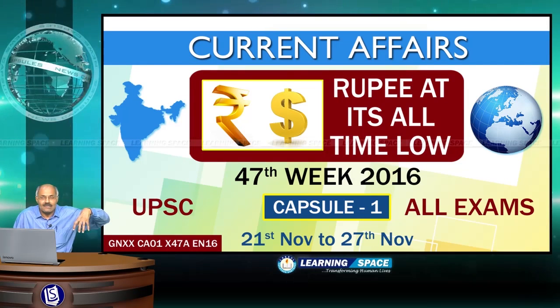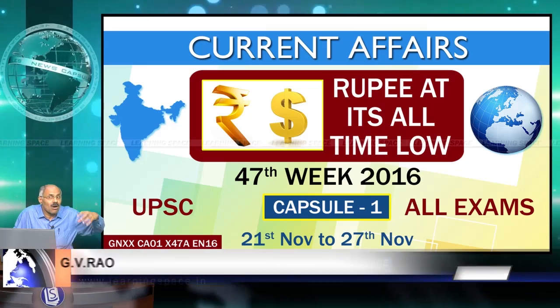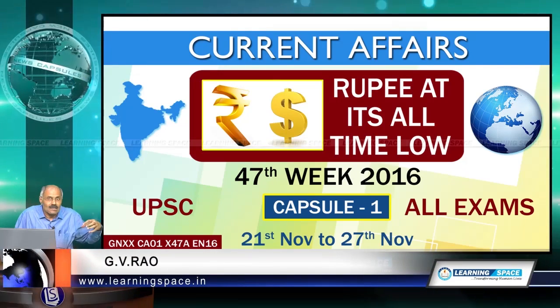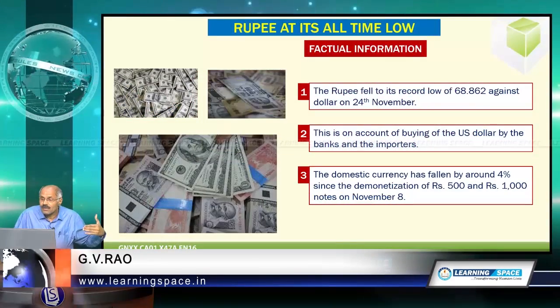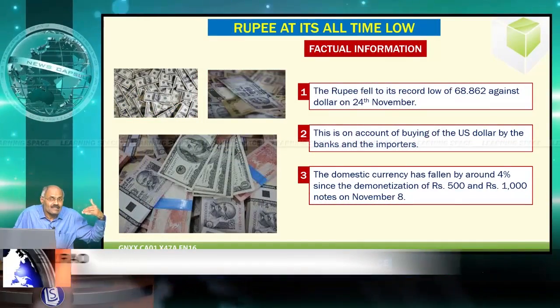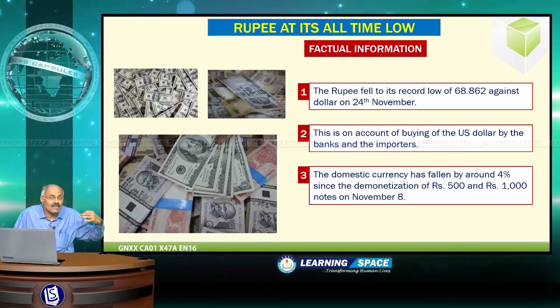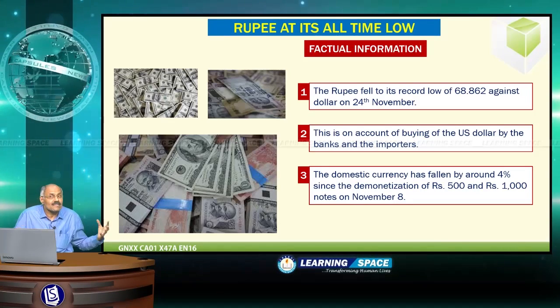The topic name is Rupee at its all-time low. The news is Rupee fell to its record low of 68.862 against dollar on 24th November. What is the reason for it?